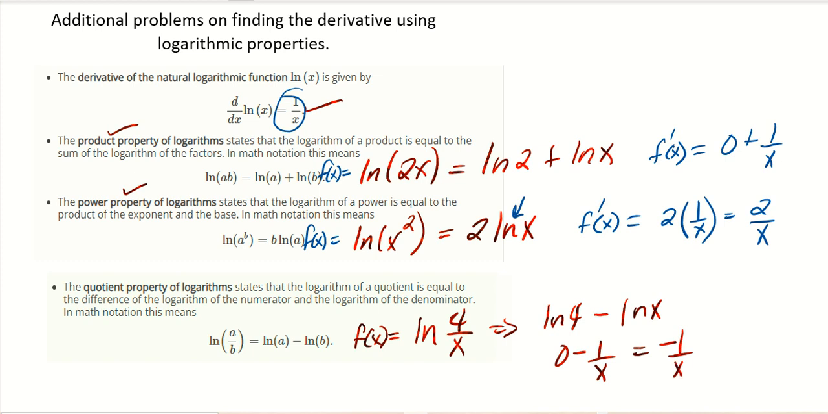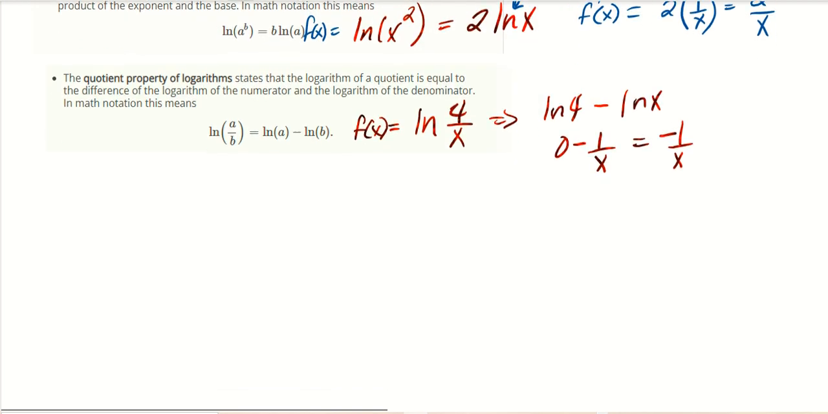But again, this video isn't necessarily doing those simplistic problems, but it's doing some of the more complicated problems where we need to use our additional properties. So let's jump right on into it.